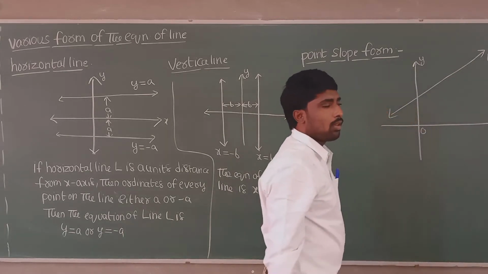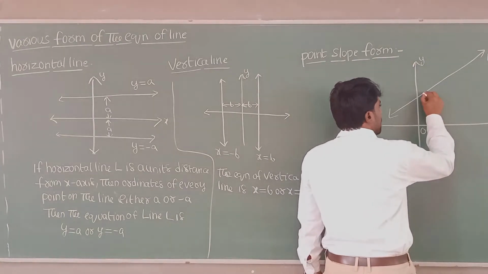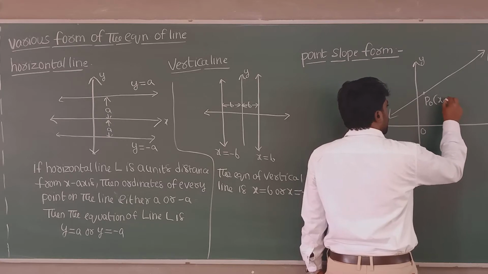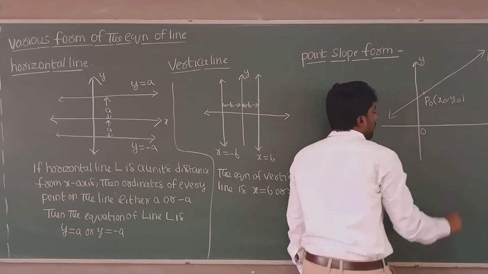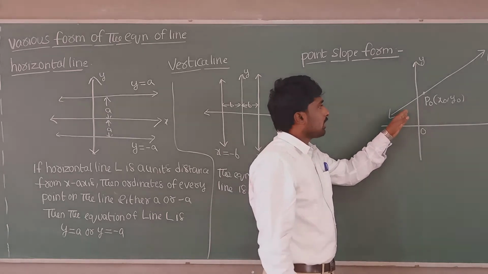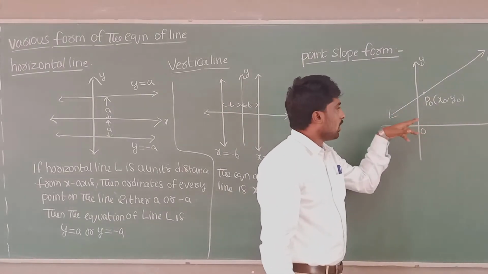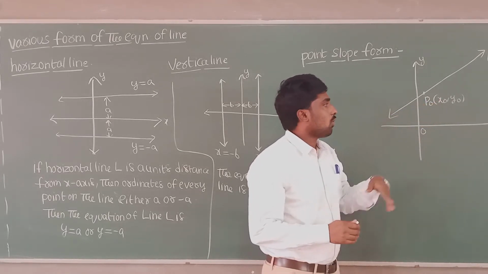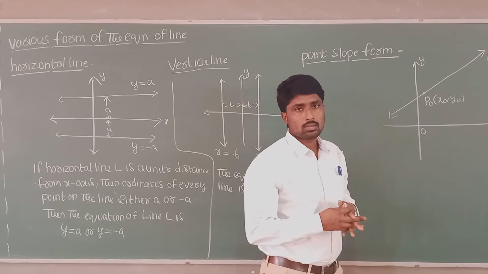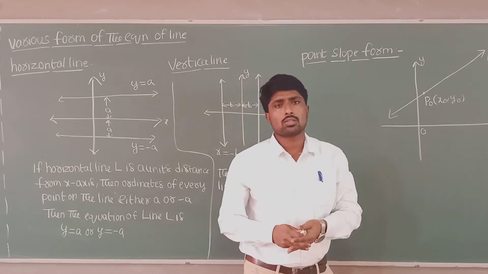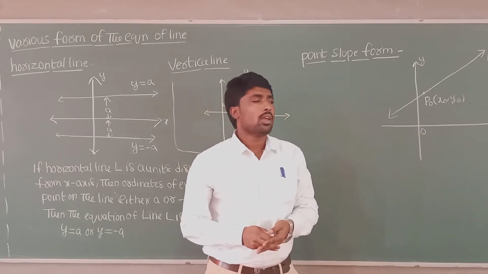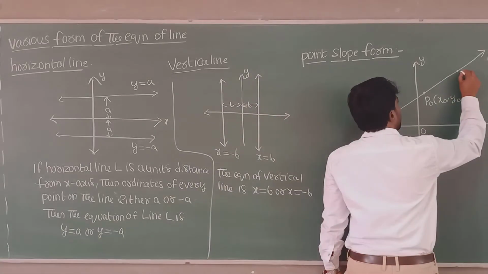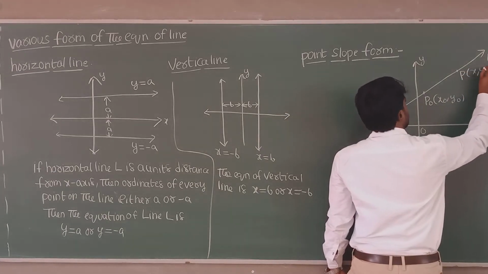Is it clear, everyone? Now there is a fixed point that lies on the line. This one is P naught, (x naught, y naught). Then they are asking what is the equation of this line. A line is passing through a fixed point and the slope is m. So what is the equation of the line they are asking? Now, a straight line means a collection of so many points. Let me take one general point on the line, P of (x, y).